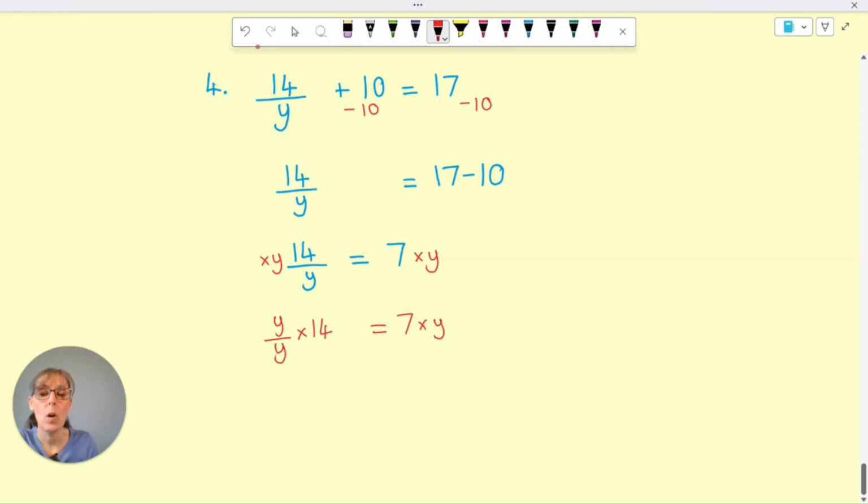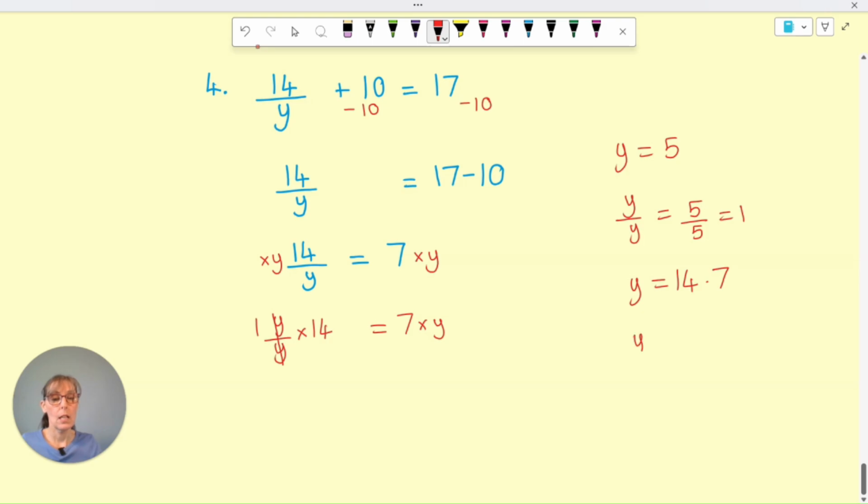y divided by y is 1. Because if y was 5, y divided by y equals 5 divided by 5, which equals 1. If y is 14.7, then y divided by y is 14.7 divided by 14.7, and that is 1. So it's going to be 1. So we need to rewrite it now. 1 times 14 is 14 equals 7 times y, which is 7y.